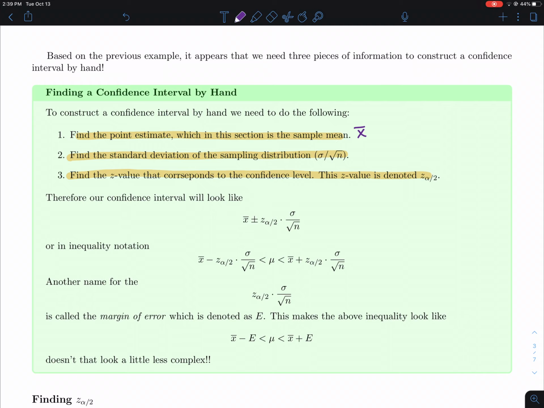So the goal is we'll have to figure out how we actually figure out what the confidence level is, or how we figure out what the z-score is for these confidence levels. And I'll show you that in a minute.